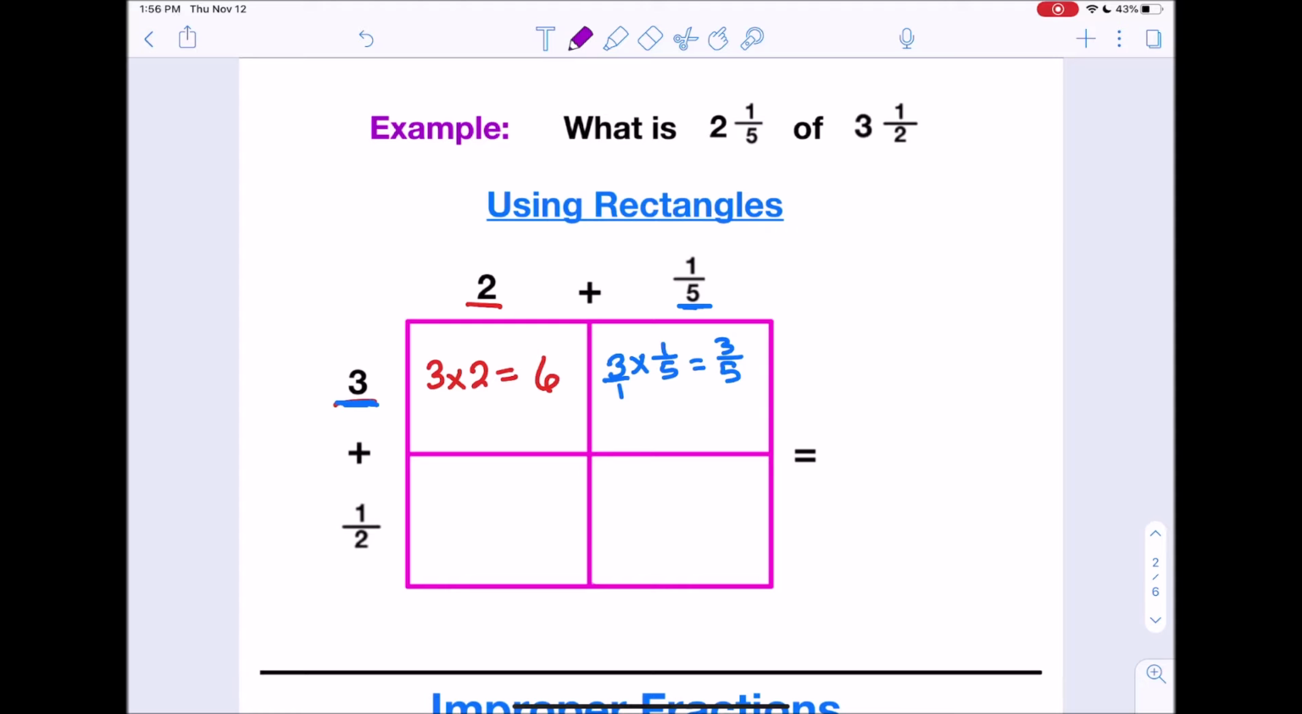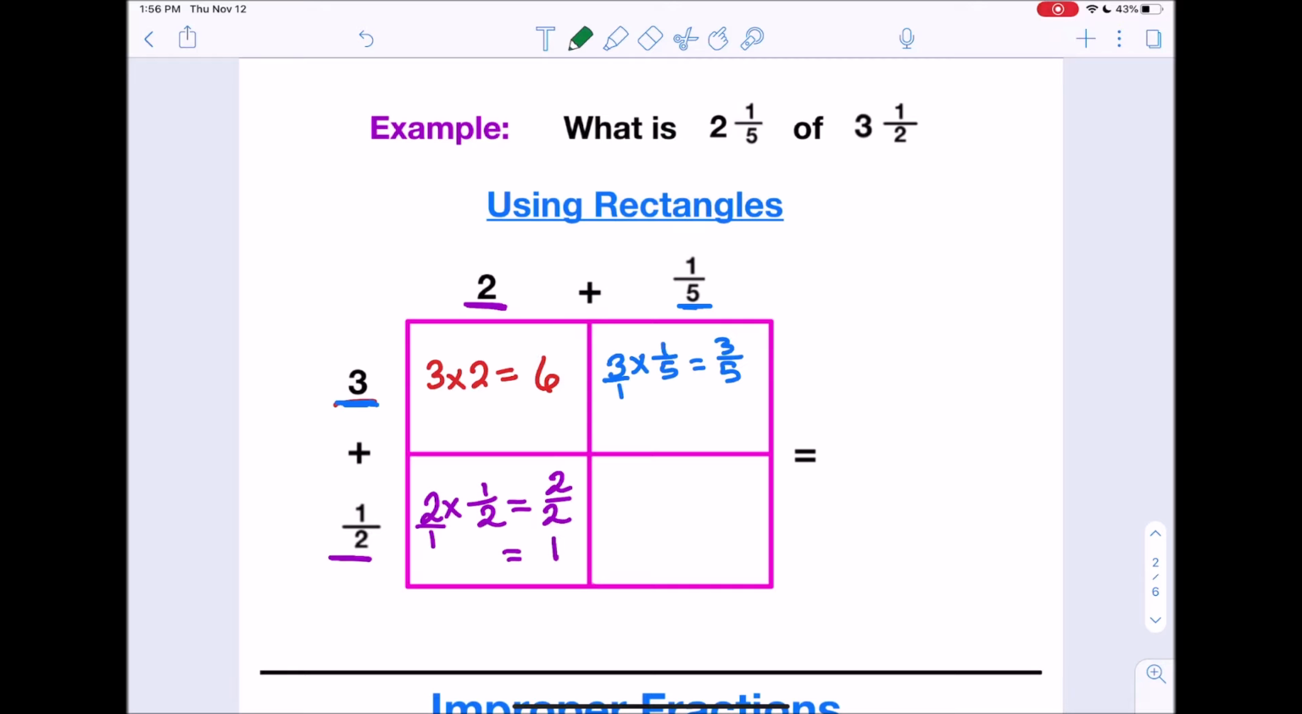For our next square, the bottom left-hand side, 2's at the top of our column, and now we have 1/2 as the number on the side of our row. So this is going to be 2 times 1/2. Once again, we can change that 2 into a fraction by sticking a 1 under it, and then we just multiply across. 2 times 1 is 2. 1 times 2 is 2. 2 over 2 equals 1.